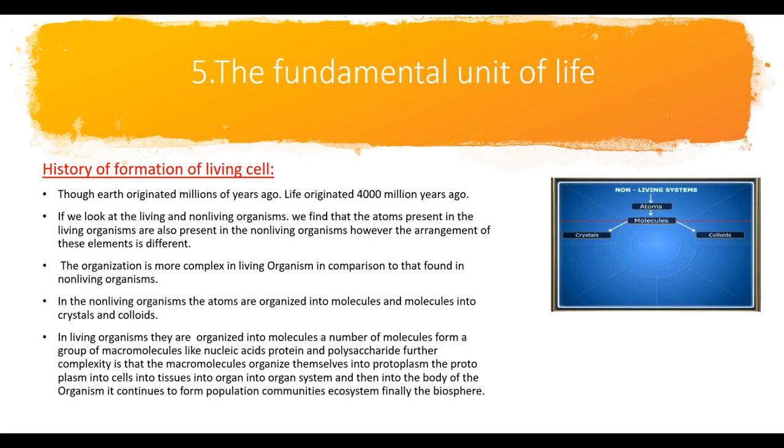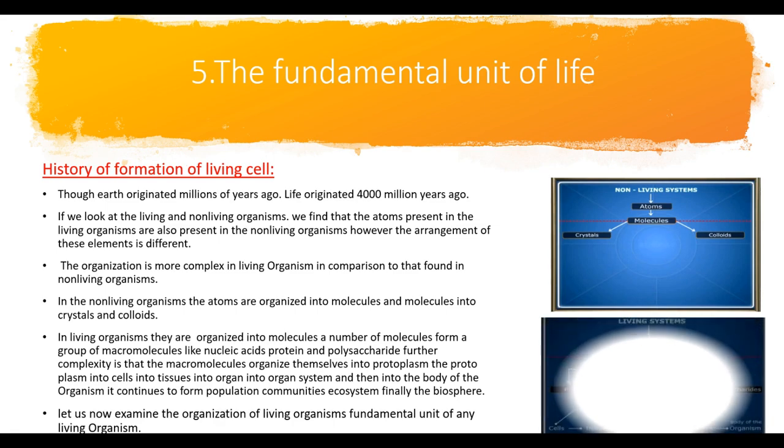The protoplasm turns into cells, cells join to form tissues, tissues join to form organs, and organs combine to form organ systems and then the body of an organism. These organisms combine to form a population, populations to communities, communities to ecosystems, and finally the biosphere. This is how a cell originated. Let us now examine the organization of living organisms and the fundamental unit of any living organism.